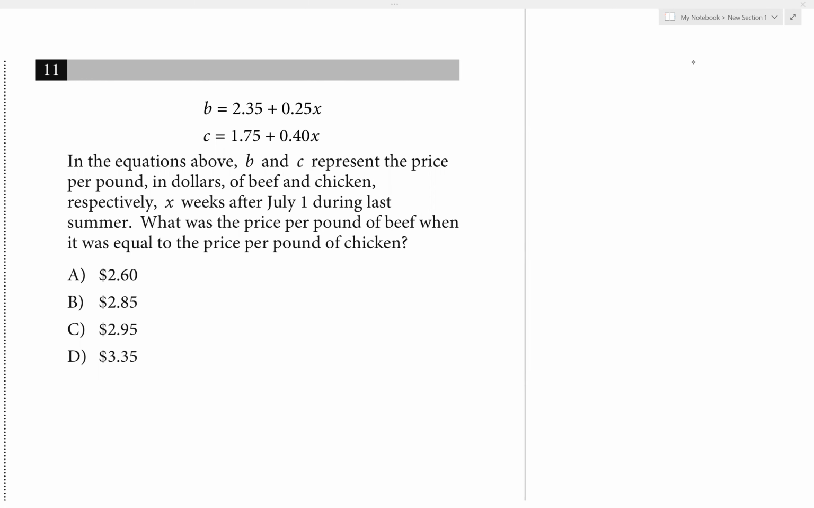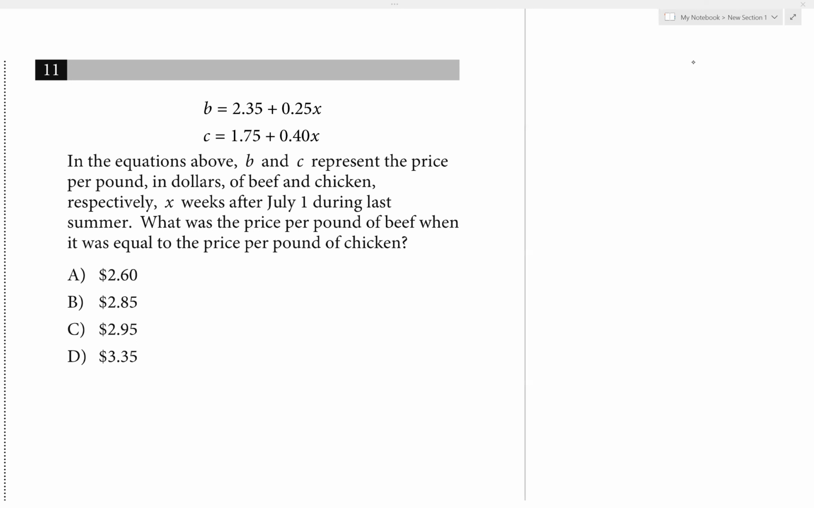Question 11, b equals 2.35 plus 0.25x, c equals 1.75 plus 0.4x. In the equation above, B and C represent the price per pound in dollars of beef and chicken, respectively, x weeks after July 1st during last summer. What was the price per pound of beef when it was equal to the price per pound of chicken?